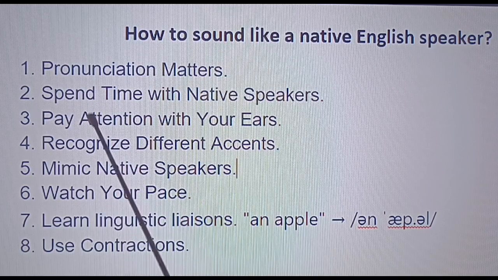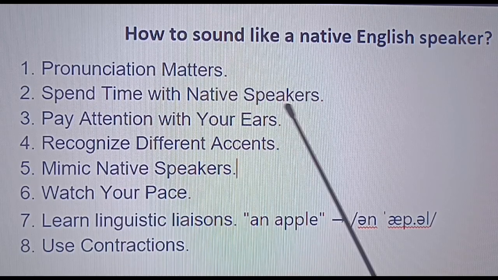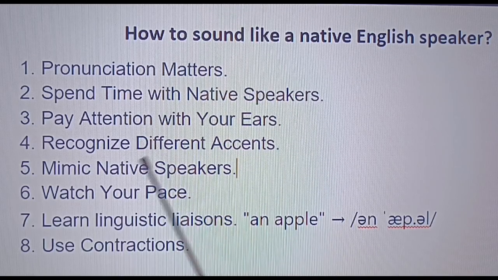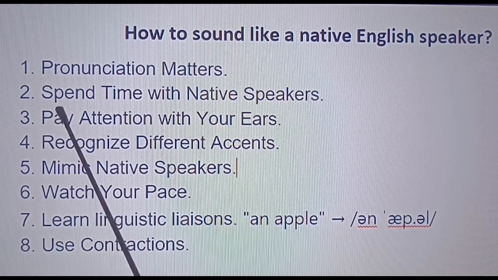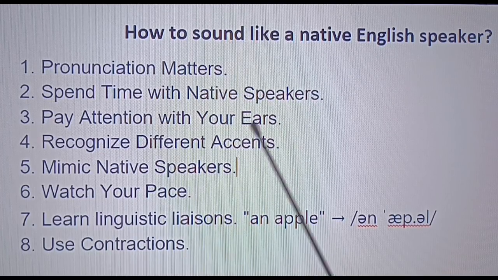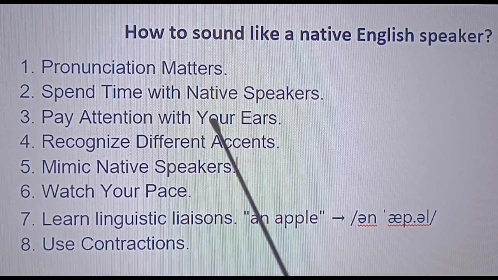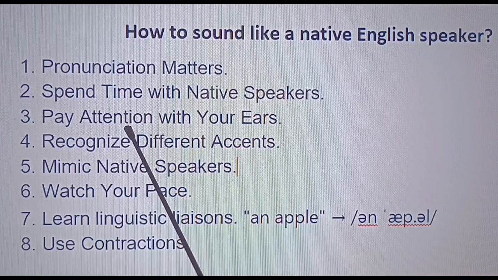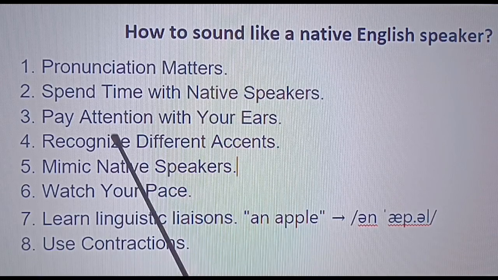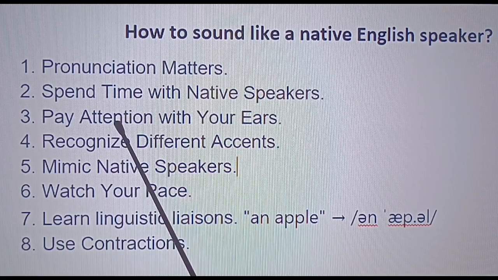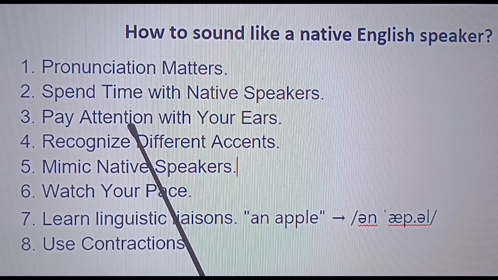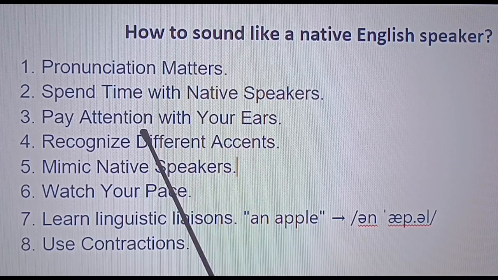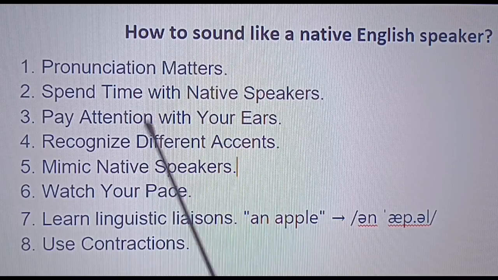Number two is spend as much time as you can with native English speakers, with American friends, British friends, Australian friends, Canadian friends, and so on and so forth. Number three, pay attention with your ears. Pay close attention actually to the sounds, to the pronunciation of the words, and also the intonation patterns of sentences. And when you're watching movies, for example, or cartoons or animations, please pay close attention in order to be able to learn what they say exactly.